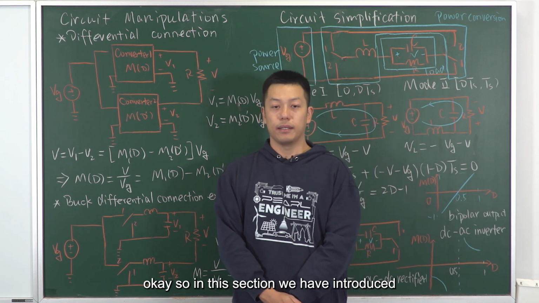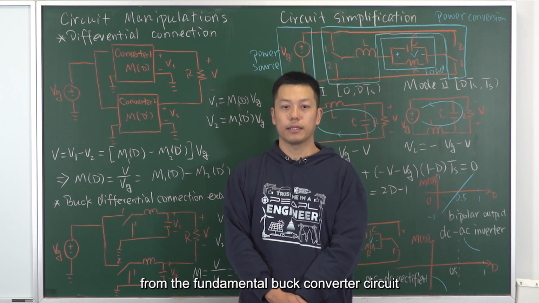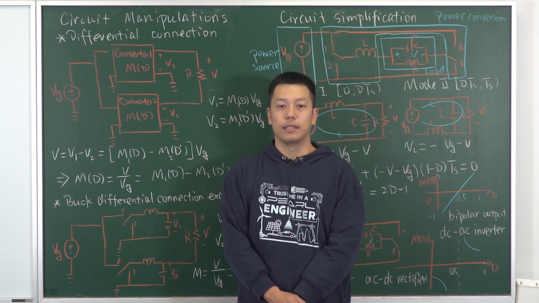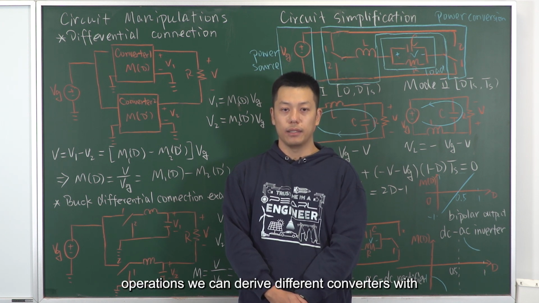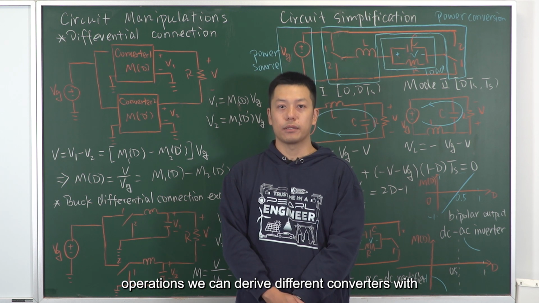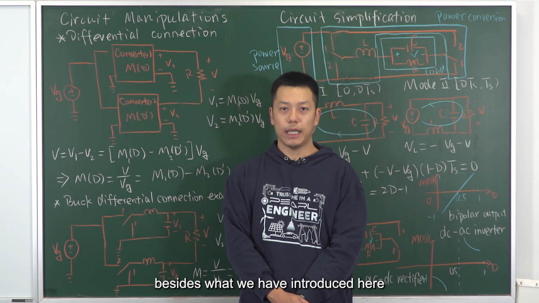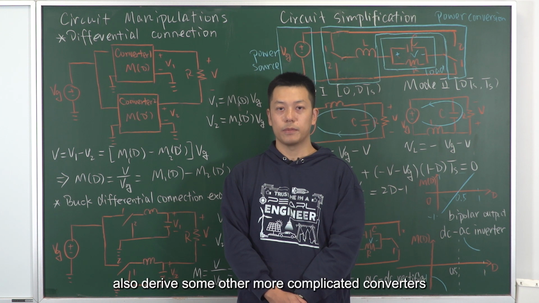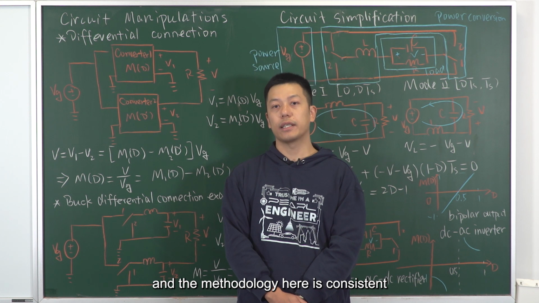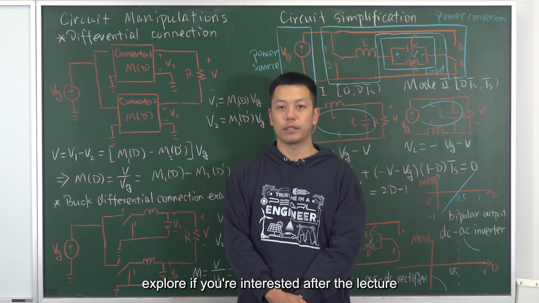Okay, so in this section, we have introduced, from the fundamental buck converter circuit, by utilizing the basic circuit manipulation operations, we can derive different converters with different voltage conversion ratios and functions. Besides what we have introduced here, indeed, we can also derive some other more complicated converters. And the methodology here is consistent. And you can explore if you are interested after the lecture.